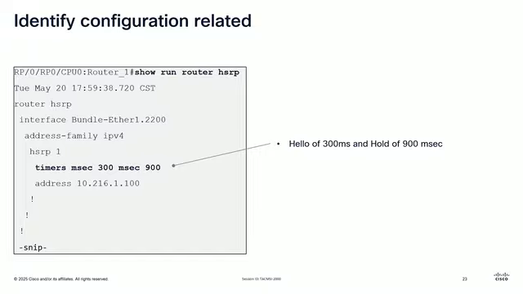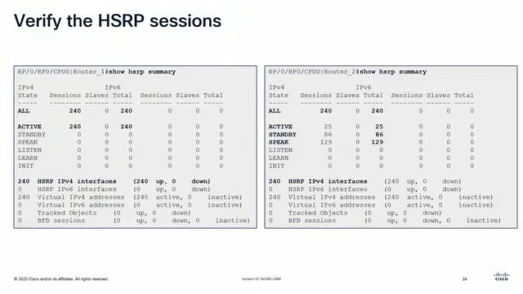But what if we have not just one, but 240 HSRP sessions, and all of them have the same aggressive timers? Well, that might be causing something weird on the router, right? So let's take a look at both devices.